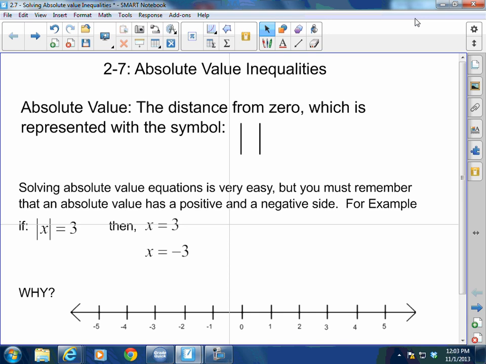Yes, sir? Okay, when you multiply or divide by a negative, you must flip the inequality sign. Do you guys remember that absolute value, you have a positive and a negative side? Remember the negative side, you multiply the non-absolute value side by a negative? Well, this time you got to flip the inequality sign.